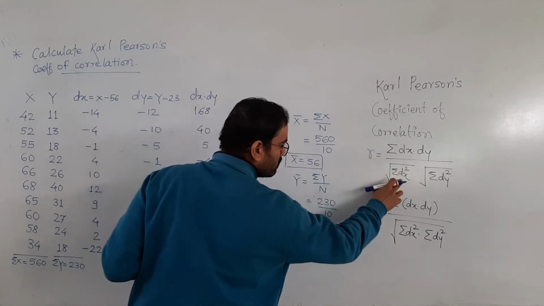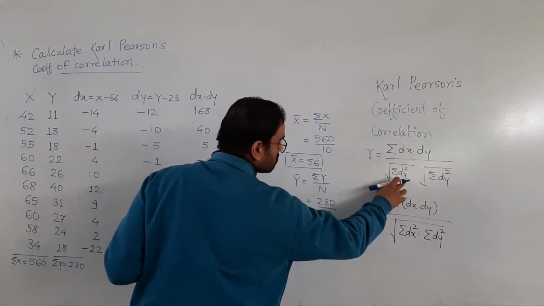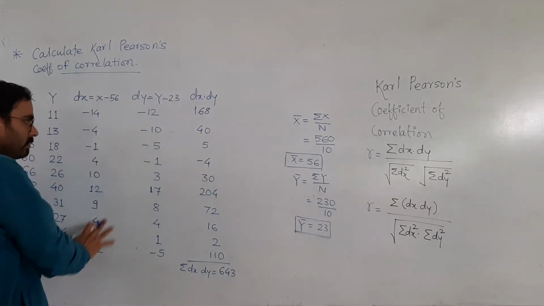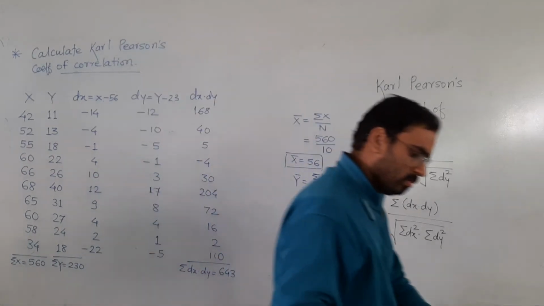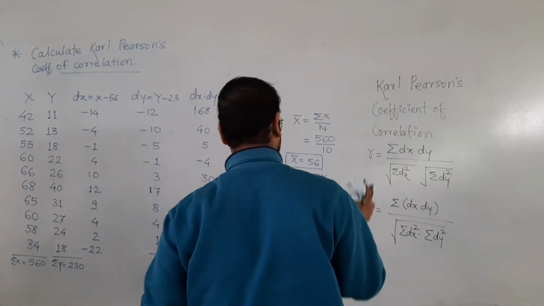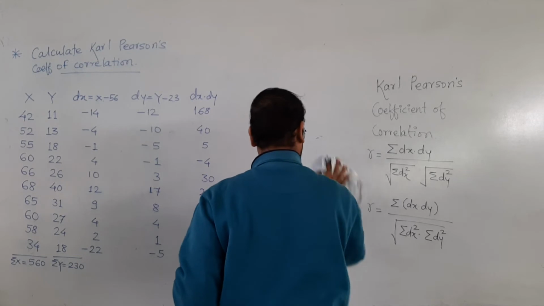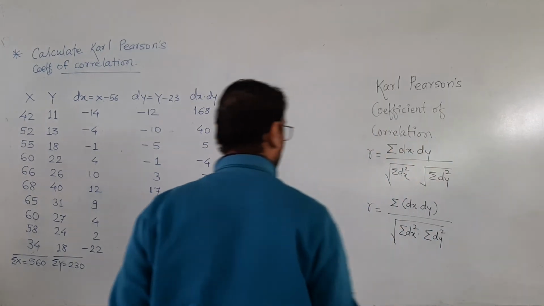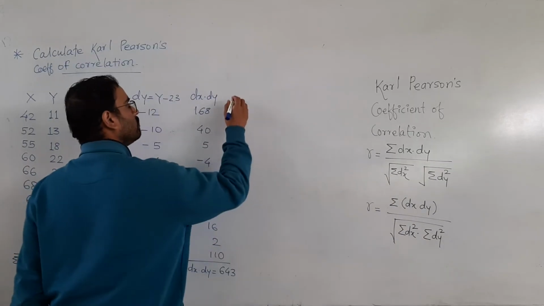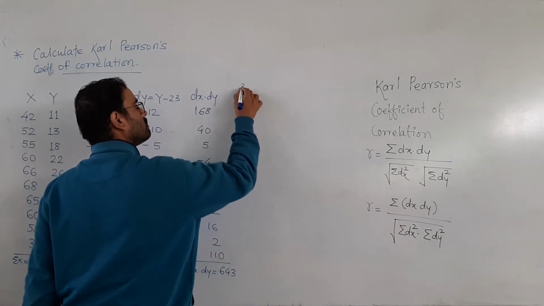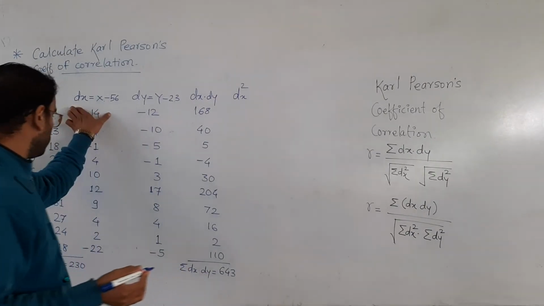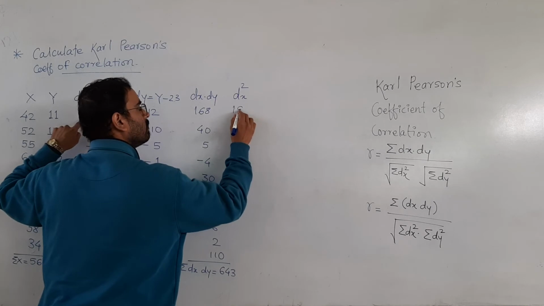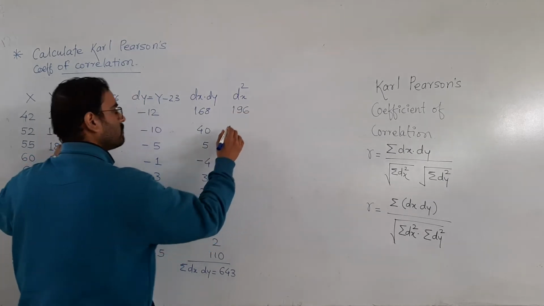Now we need to calculate this value. For that, we need to square the dx term, so we need to square that particular column. We are going to draw another column, that is dx square. 14 square is what? 196. 4 square is 16.